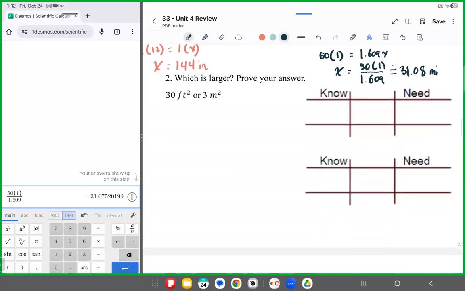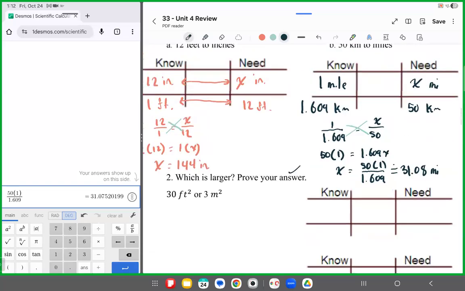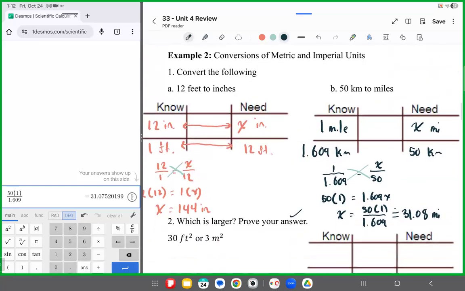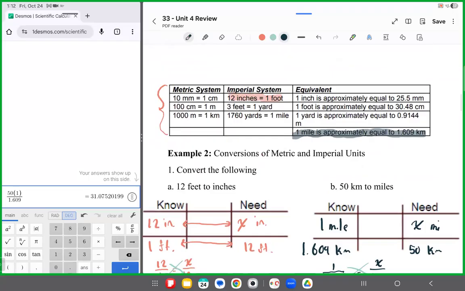Okay, so here, which is larger, 30 square feet or 3 square meters? And then we need to prove our answer. The prove our answer part is irrelevant for this since we don't have a way to directly convert between feet and meters yet. So we'll need to work on that. So let's have a look at our measurements here. We need to end up in feet or meters somehow.